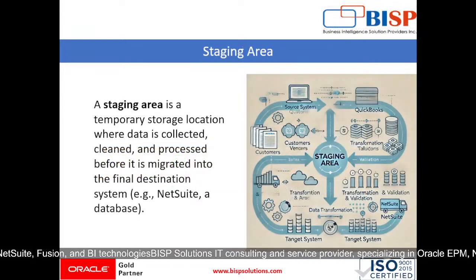After that, there will be a staging area. The staging area is a very important part of our migration process, because it is a temporary storage location where data is collected, cleaned and processed before it is migrated into the final destination system, that is NetSuite. It also acts as an intermediary environment where raw data from the source system, for example QuickBooks, is placed, allowing for data validation, transformation and quality checks before it is loaded into the target system.